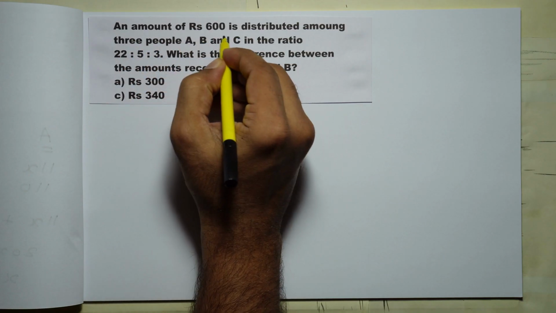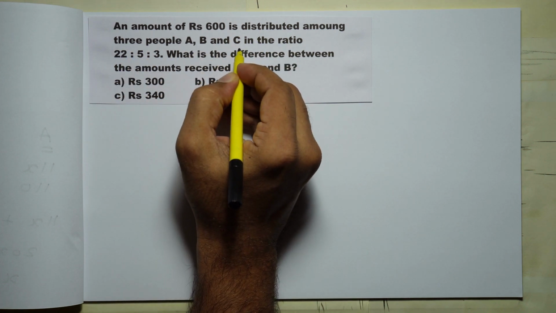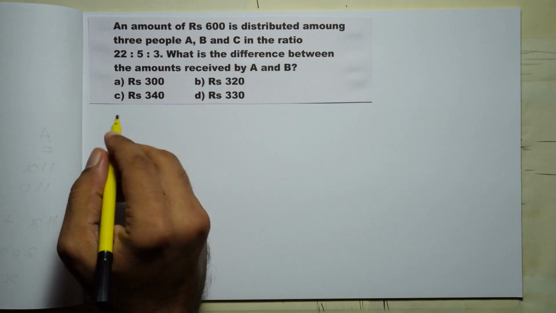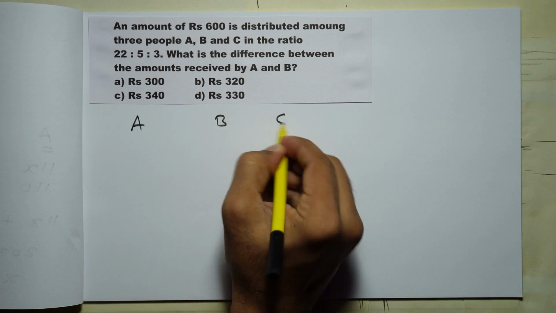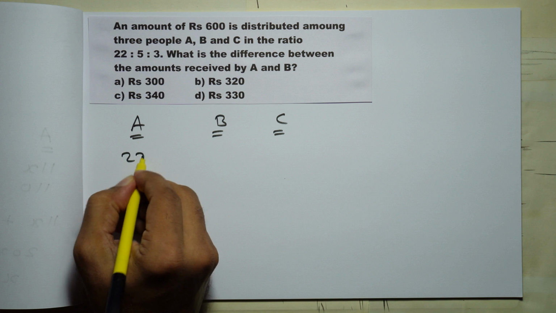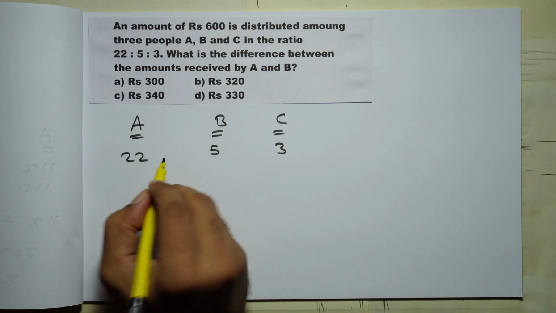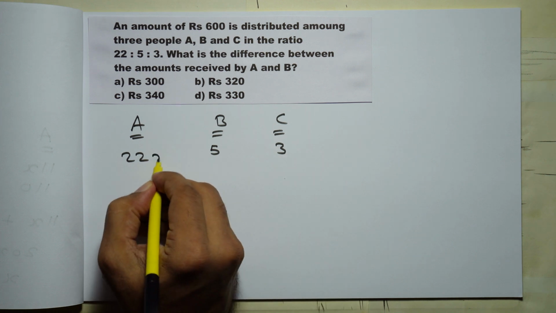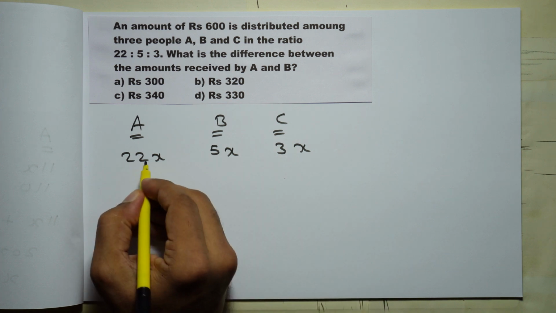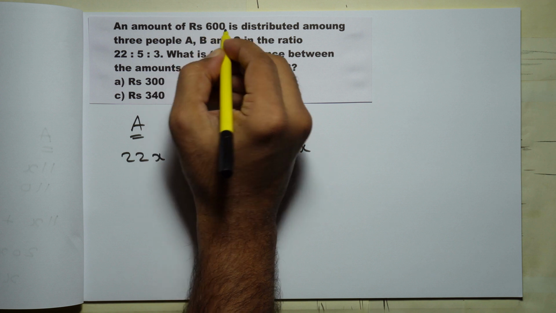An amount of rupees 600 is distributed among three people A, B and C in the ratio 22 is to 5 is to 3. So there are three people A, B and C, and they got amounts in the ratio 22 is to 5 is to 3. So we will assume that their actual values are 22x, 5x and 3x. So the ratio is maintained, 22 is to 5 is to 3. Now the total amount is rupees 600.